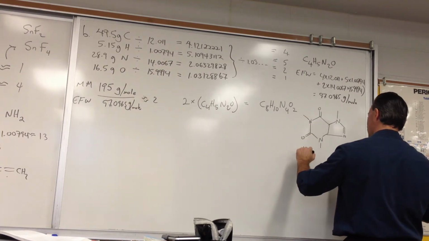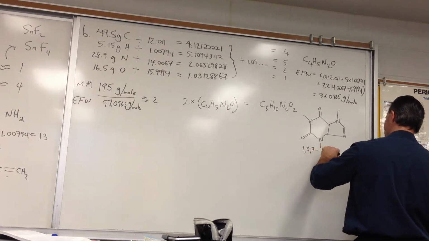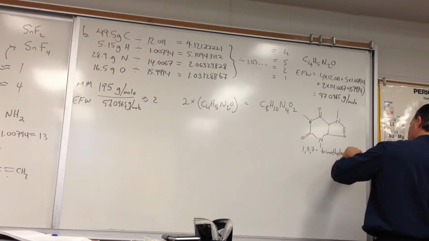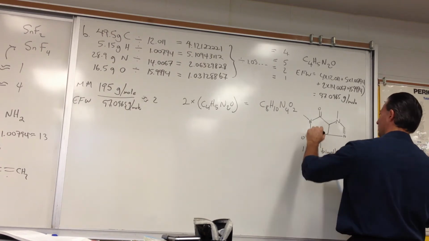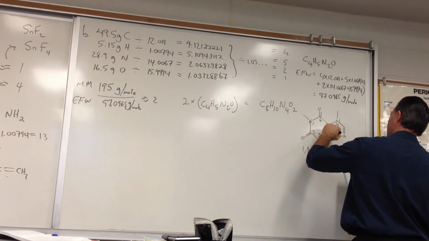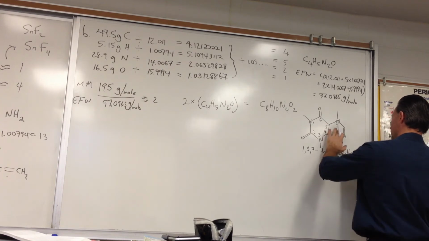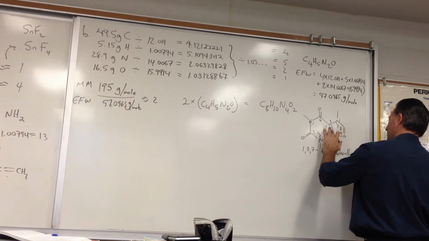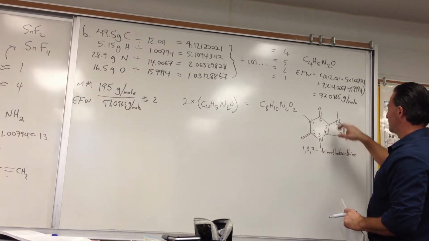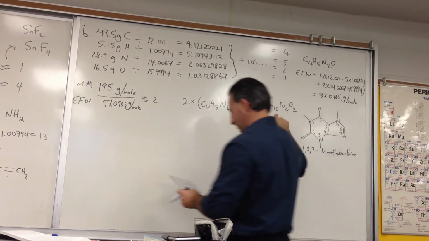It's also known as 1,3,7-trimethylxanthine. And they number it this way: 1, 2, 3, 4, 5, 6, 7, 8, 9. So like you see now, 1, 3, 7. These are methyl groups. And that's that formula.